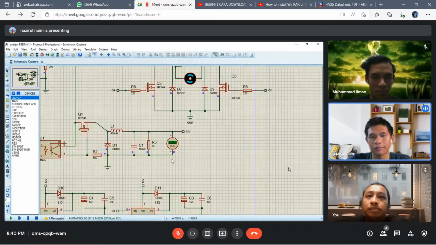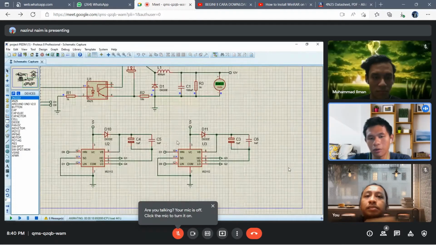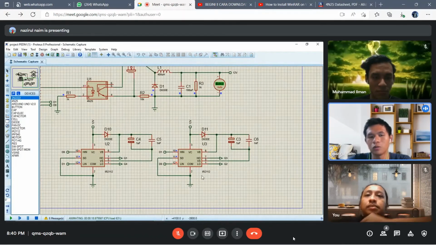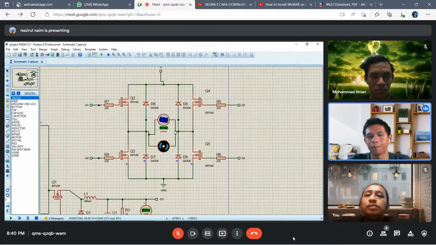And this is an example for the buck converter. And here you can see the output pin, there's 12 volts. From here, we feed the buck converter output into the motor driver using the IR2112. The function of this circuit is to convert the low voltage pulse, which enables us to control the DC motor here.